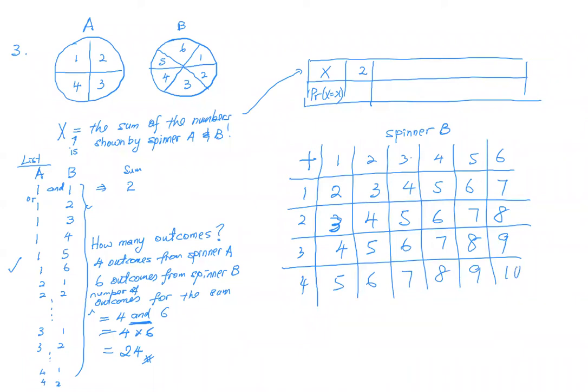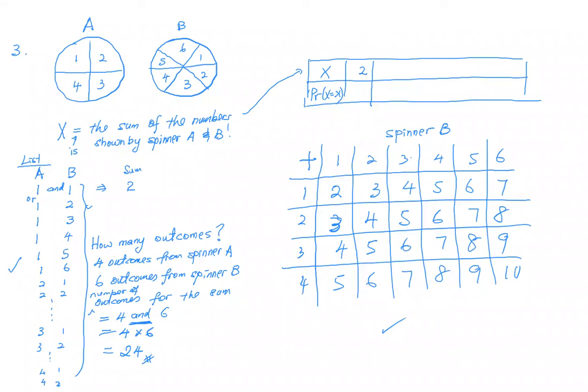So which way do you think is better? The listing way or the chart way? This way is better. For this case, I'm not saying all, I'm saying for this case. When we talk about listing out the outcomes, there are many different ways of doing it. You have to see which way is better. So for this case, this way is better.